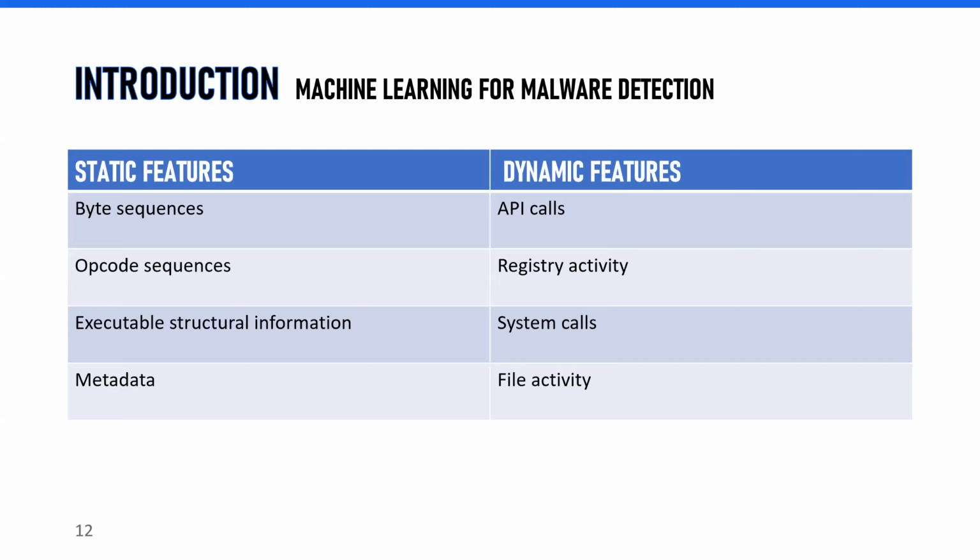So dynamic features use actions like calling application programming interfaces, which are ways to interact with other programs in the operating system. They could modify the registry, which is an important part of Windows functionality, or modify system calls or files to add instructions to do other actions.